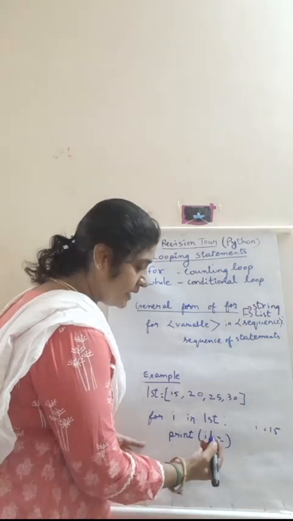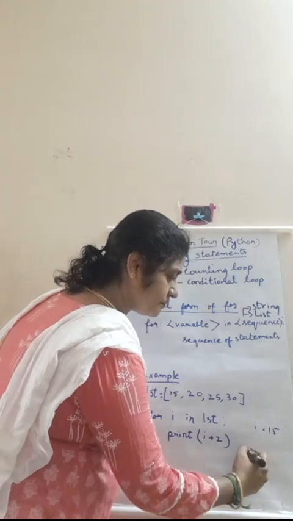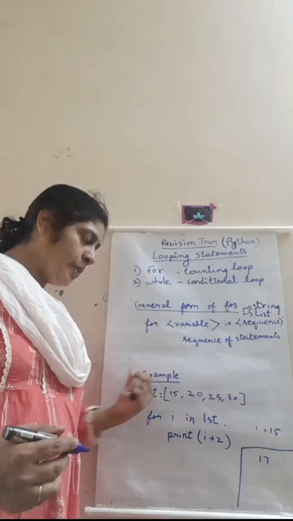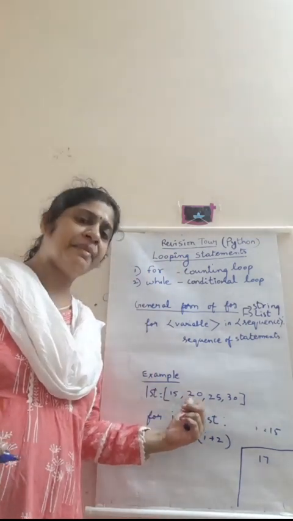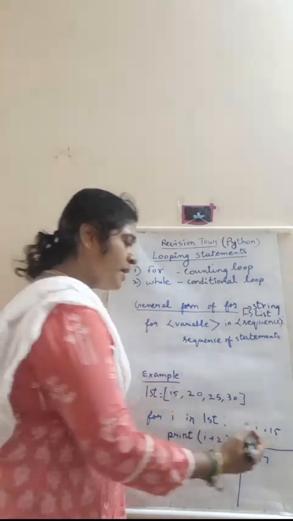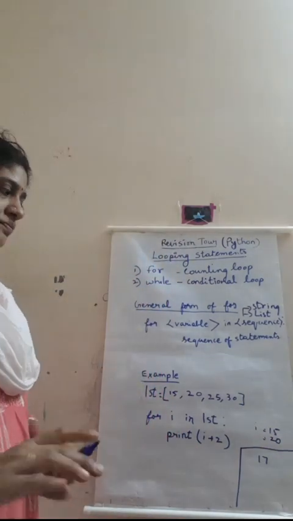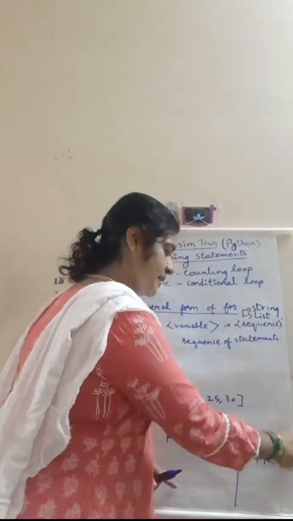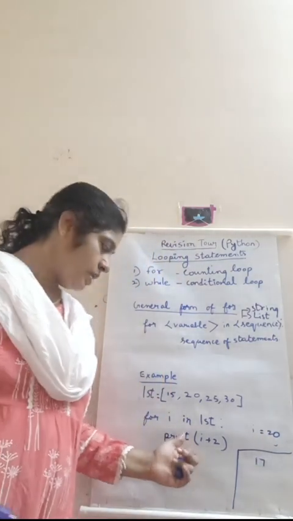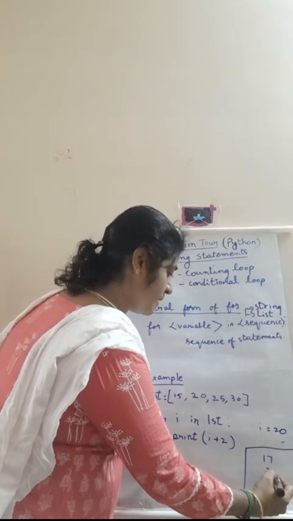So what will be the answer here? i plus 2 means 15 plus 2. The output would be 17. Then the loop will continue for the second element in the list, that is 20. So the i value will now be 20. Now i plus 2, that is 20 plus 2, will become 22.